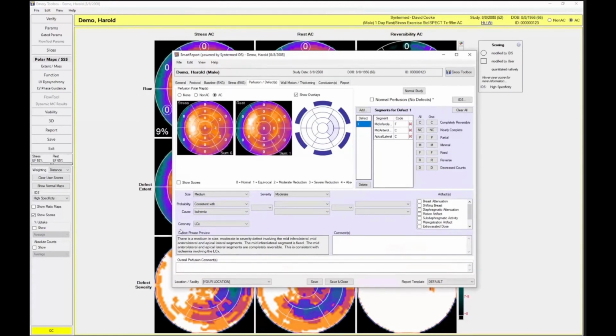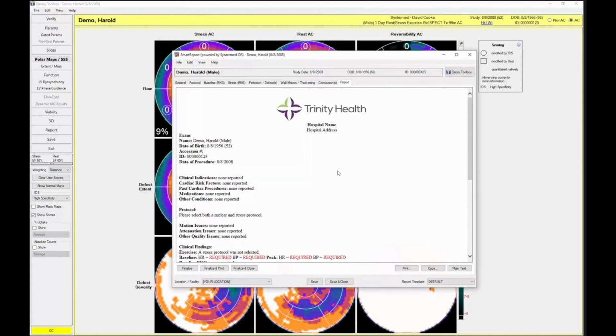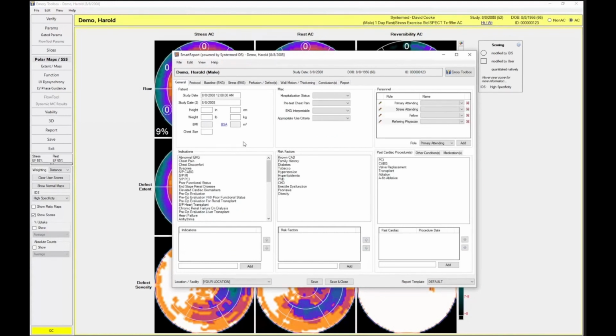And then it's put into a paragraph that's here at the bottom of this page, but also on the final report page. It comes up with the nuclear perfusion findings. You can put some images, and then it tells you what the ejection fraction is, and then it would tell you the impression. As far as the reporting is concerned, there's a lot more to the reporting system, and I'm happy to answer more questions about that if you want to.